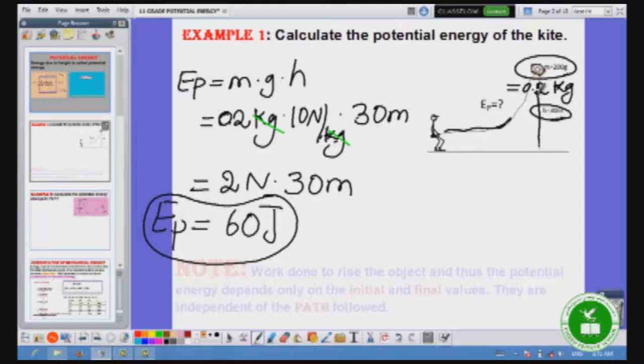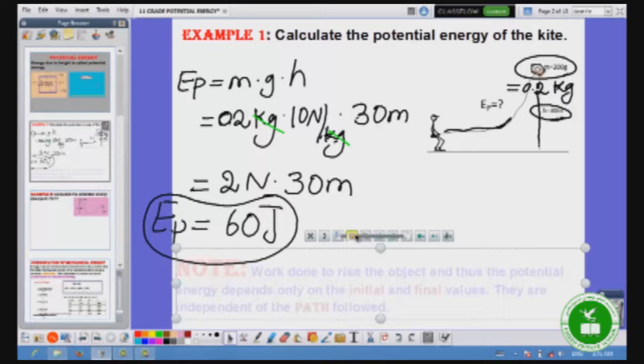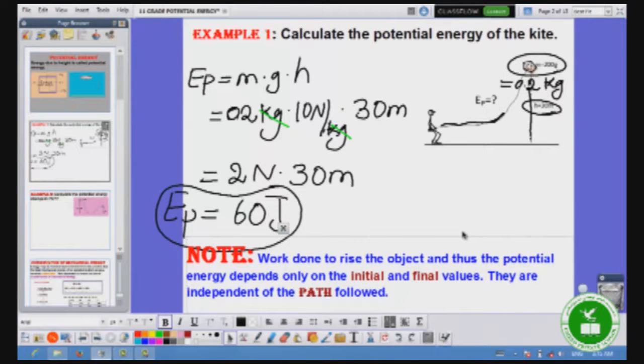Okay, you see here one path is given like this and one height is given like this. Now let's see one important note about this. You see, this note says that potential energy does not depend on the path followed. It depends only on initial and final values of height. Okay? So it does not depend on the path followed.